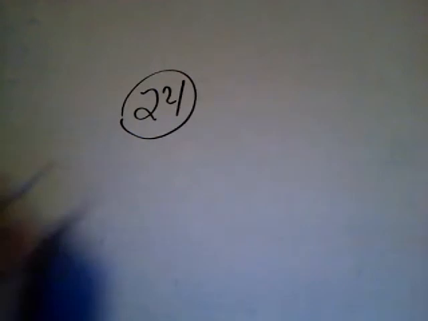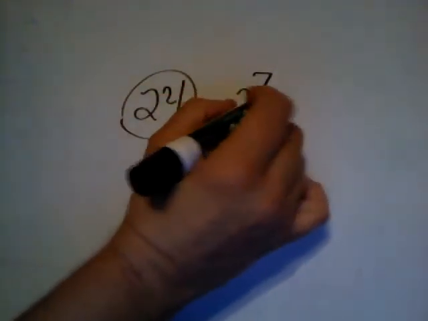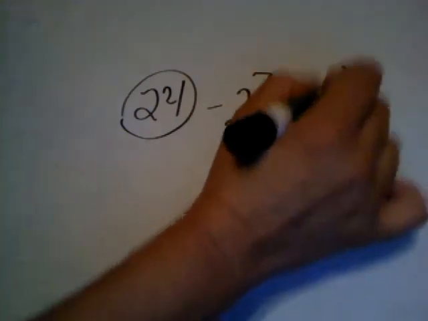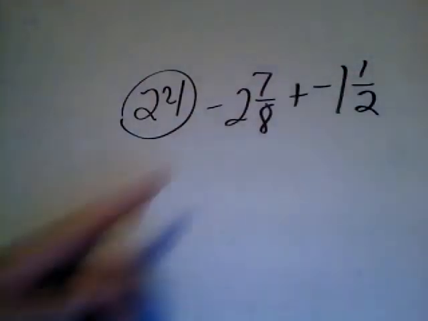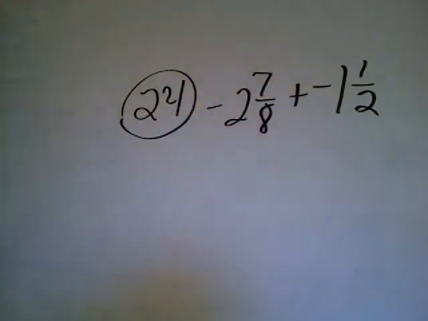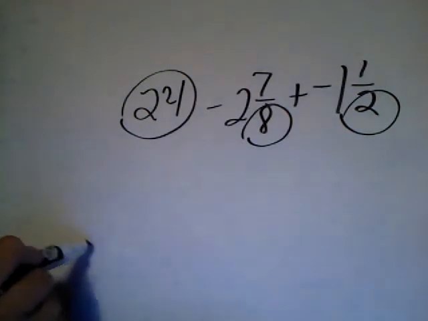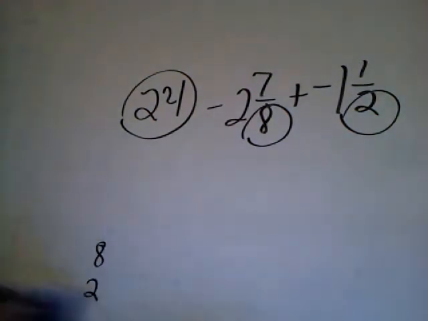Number 24 says negative 2 7/8 plus negative 1.5. Now this is addition, so I don't do keep it, change it, change it. The signs are the same, so we know we're going to add. The problem is the denominators.